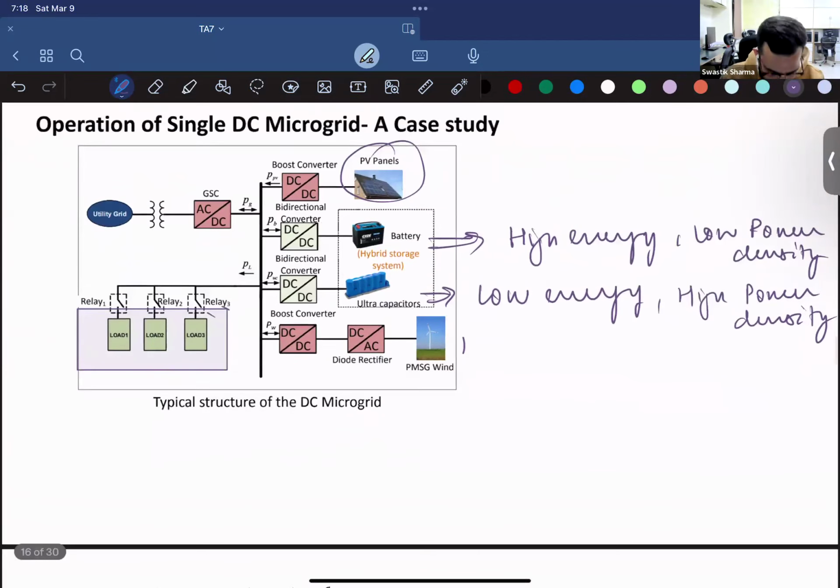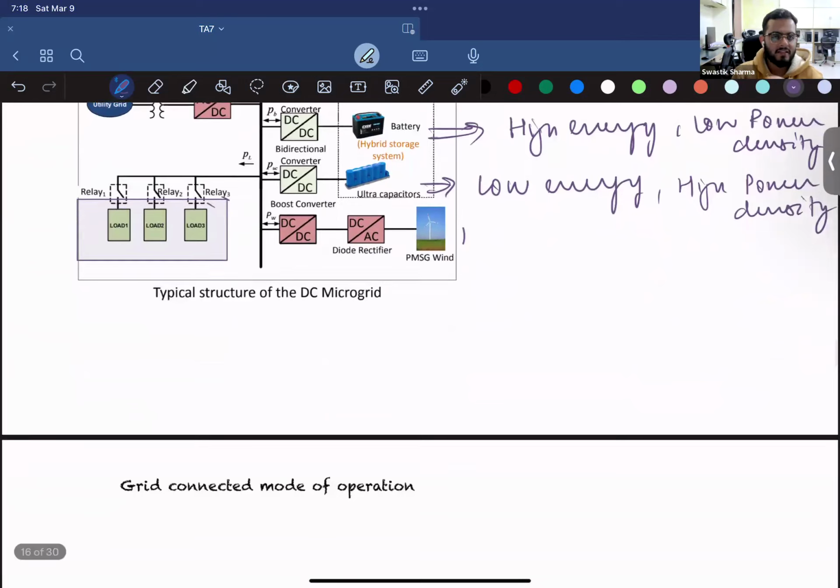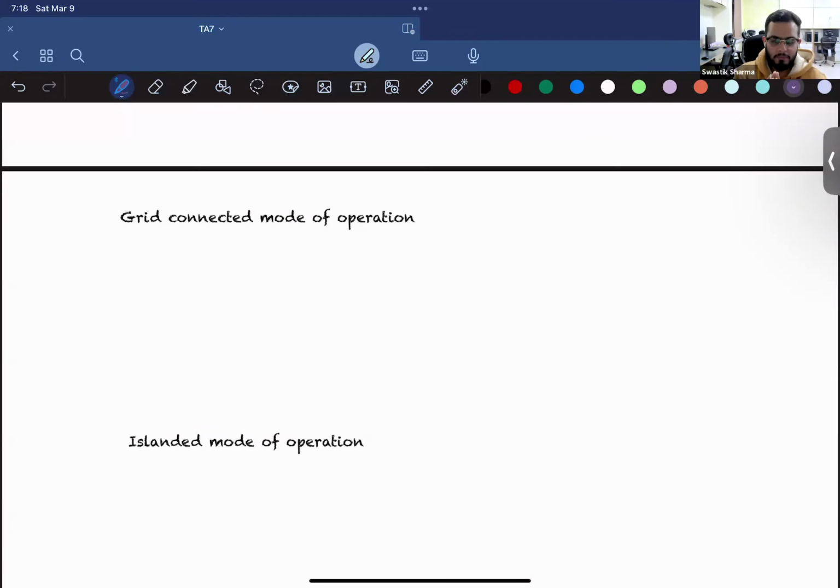Okay, so as I said, there are two kinds of mode of operation. One is a grid connected mode of operation. The other is an islanded mode of operation. In grid connected mode, you take extra energy, this power from your AC grid or your utility grid, after meeting your load from your localized generation, which comprises your wind, PV, battery, ultra capacitor. You use it to meet your load, and the rest of it you take from your utility grid.